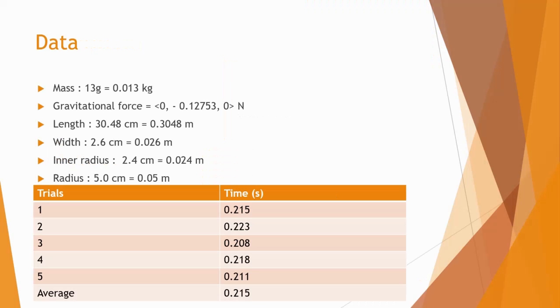Upon conducting the experiment, the following data was found, and by taking several trials, we found that the average time taken for the magnet to fall through the aluminum foil is 0.215 seconds.